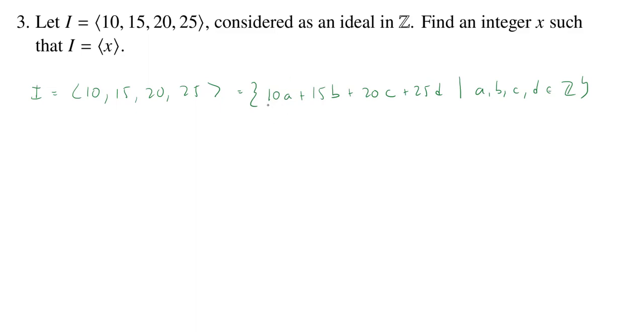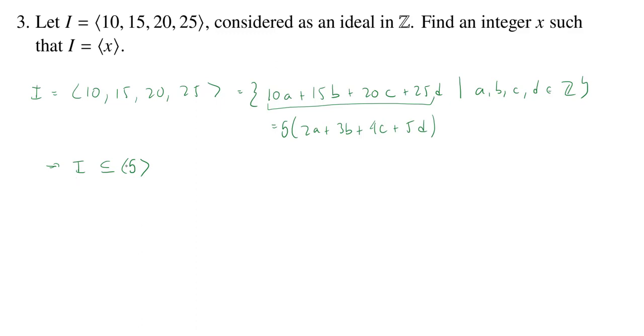And you can see in this expression I could factor a 5 out of it. So this is equal to 5 times (2a plus 3b plus 4c plus 5d). And what that means is that every element of this ideal I is a multiple of 5 and hence is a subset of the ideal generated by 5. So this implies that I is contained in the ideal generated by 5. Every element of I is a multiple of 5.